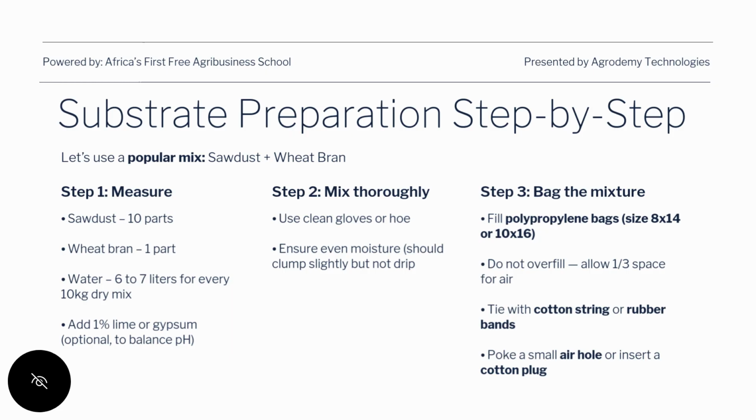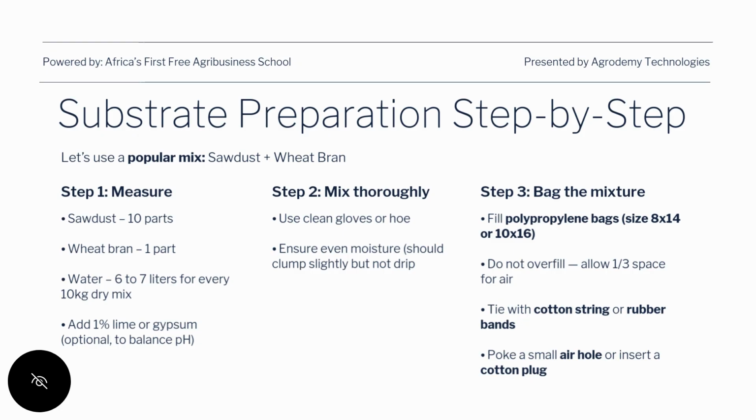When you are done, you look for your bags, which is the black bags, the grow bags. Do not overfill it. Allow like one third of the space for air. So when you are done, you now tie with cotton string or rubber band. I like to say rubber band because it's easier to get.